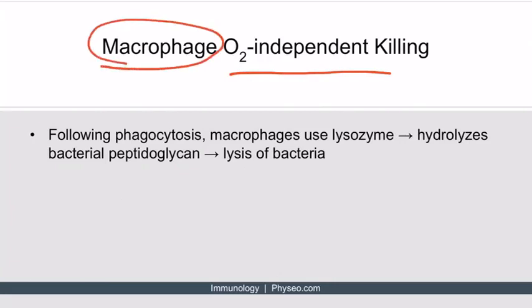So here's how macrophages use oxygen-independent killing. Following phagocytosis, they will use lysozyme. Lysozyme hydrolyzes the bacterial peptidoglycan, which results in lysis of bacteria.